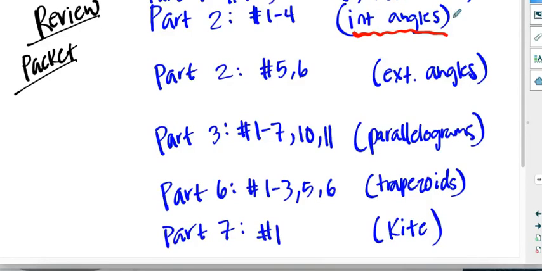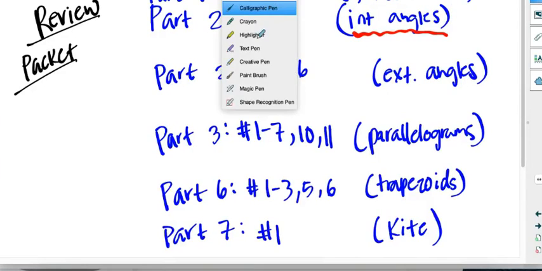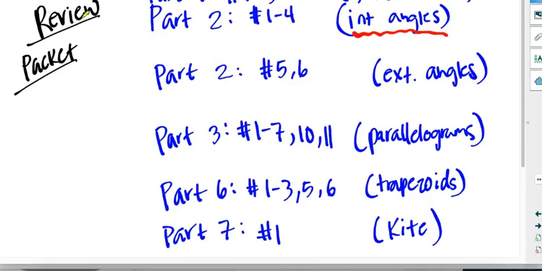So if you're trying to focus your study on the review packet, because it's quite lengthy, and if you didn't start any of it over break, it can seem like a lot. So here are the problems that you should for sure get done and focus on and really know for the test tomorrow. Okay? Thank you. And then I'm going to do one more kite problem with you guys before we go, so that you know what to expect for the kite.